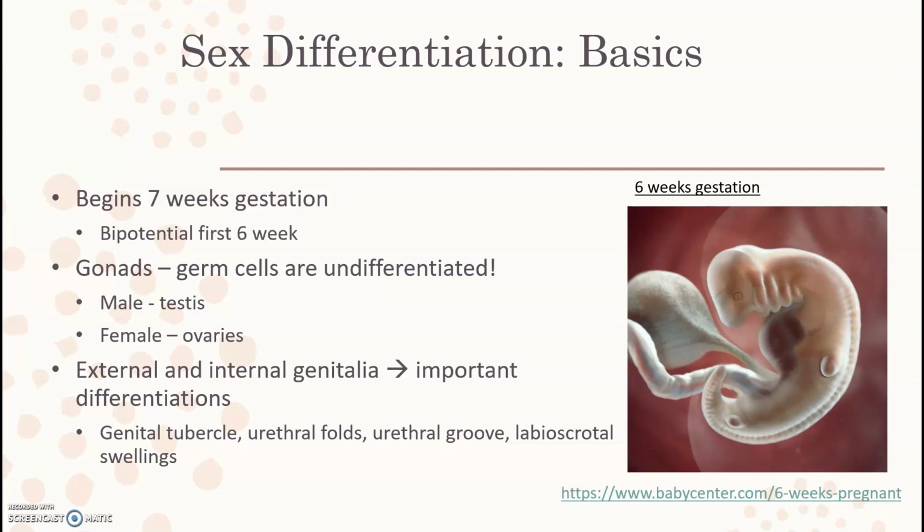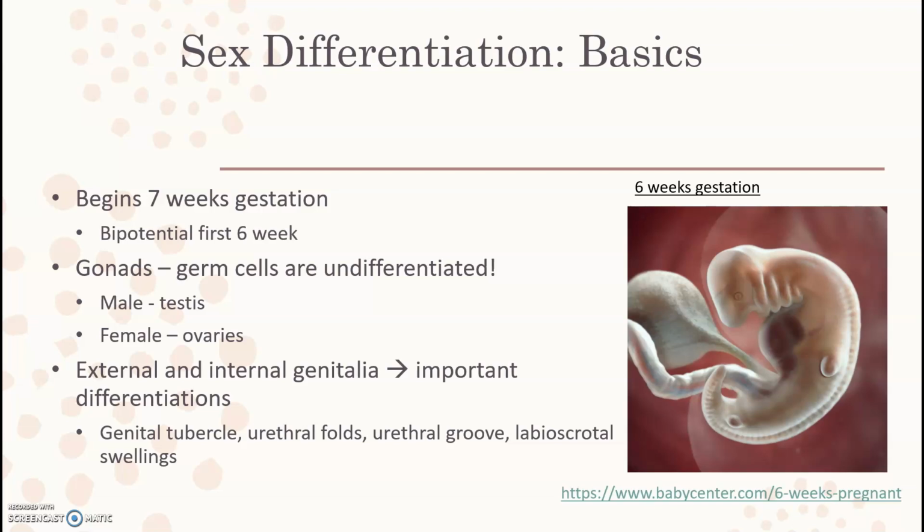So the gonads are really important, but also the external and internal genitalia are really important because although the site of sperm and egg production is in the gonads, if there's nothing else to help them leave those gonads, then fertilization would never occur. And so it's important to remember that external and internal genitalia are vital. And so I just listed what the undifferentiated structures are. So that would be the genital tubercle, the urethral folds, the urethral groove, the labioscrotal swellings.